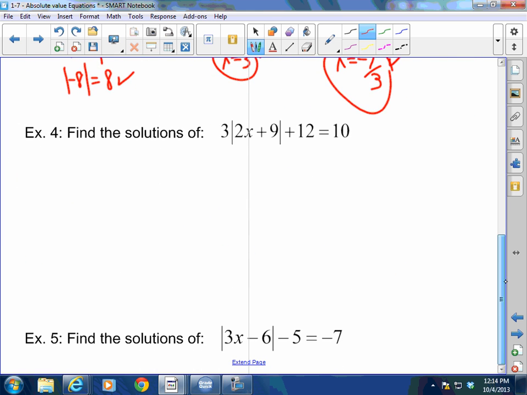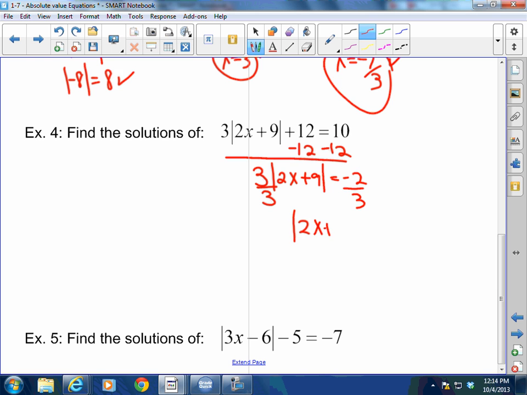Okay, let's check this one out, guys. Is this absolute value alone? No. How do I get rid of it? It's just like a regular two-step equation. Subtract the 12. Very good. I got 3 times the absolute value of 2x plus 9 equals negative 2. Divide by 3 now. And then you should think about this for a second. Hold on. Can an absolute value equal negative 2/3? No, so this is no solution. Done.